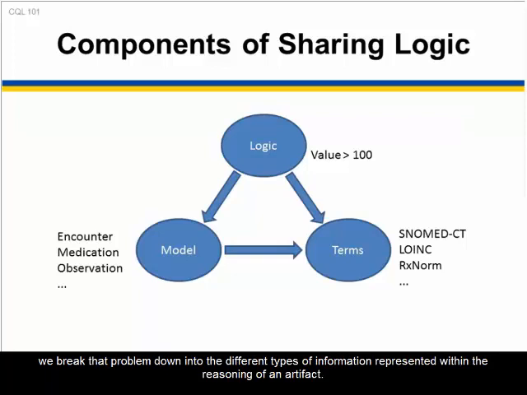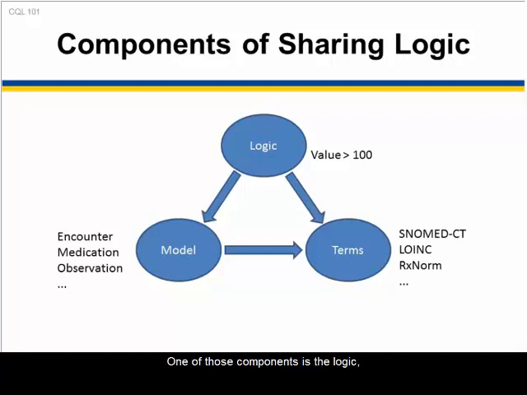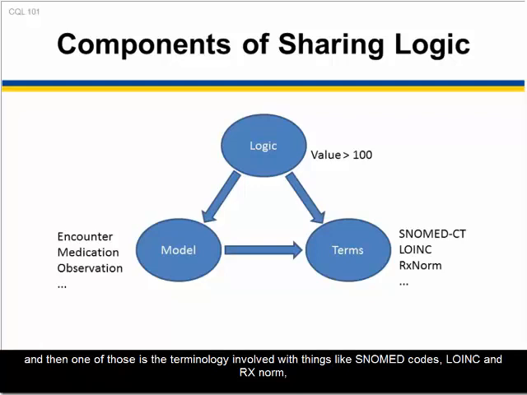If we break that problem down into the different types of information represented within the reasoning of an artifact, one of those components is the logic, and then one of those is the terminology involved, so things like SNOMED codes and LOINC and RxNorm. And one of those is the data model, how we actually represent the patient information involved.